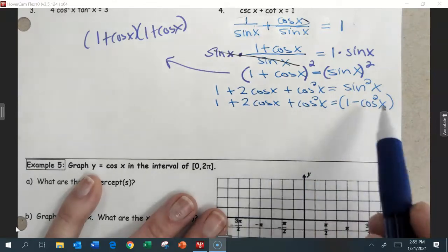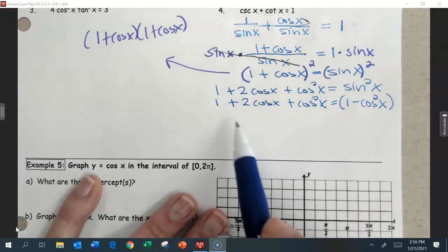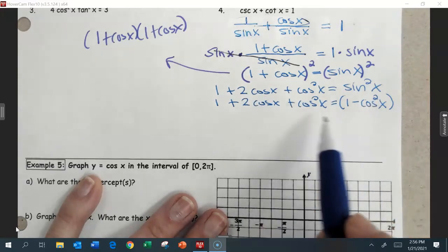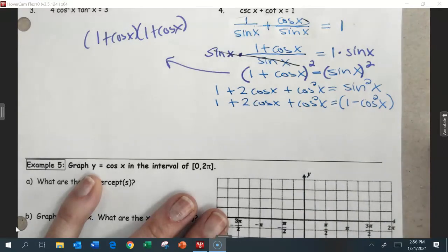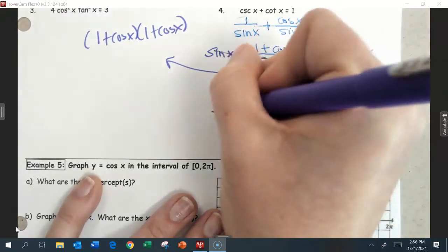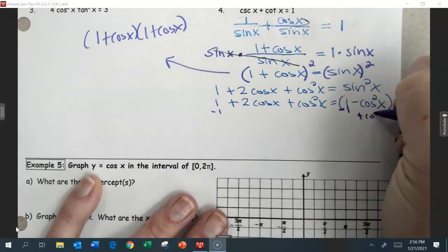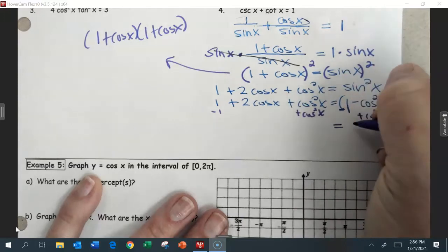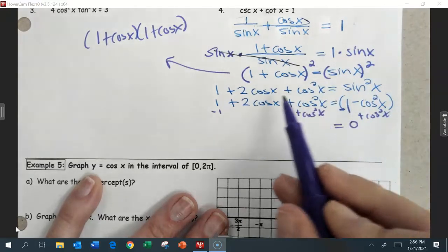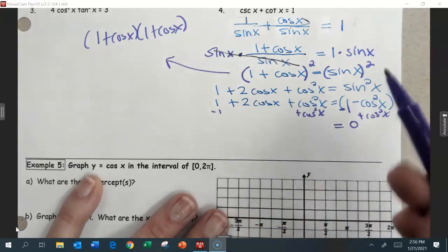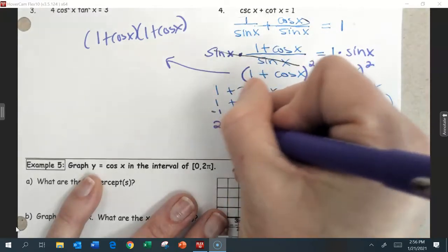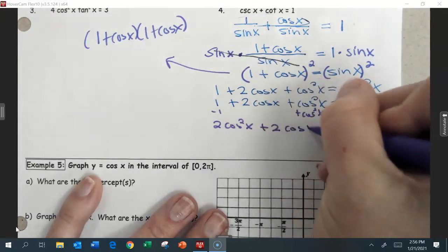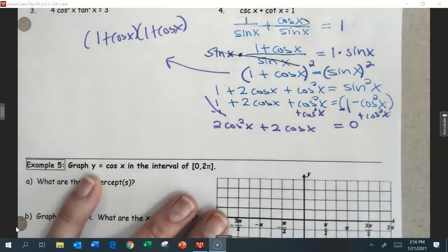Well, we're really back to where we were in Notes 3.3 Part 2. If I move everything over here, I wonder if this would factor. So let's subtract 1 and add this cosine squared x. As I combine like terms, we have 0 on the right, and I'm going to put this in order from high exponent to low. So we have 2 cosine squared of x plus 2 cosine of x, and the 1 minus 1 cancel.